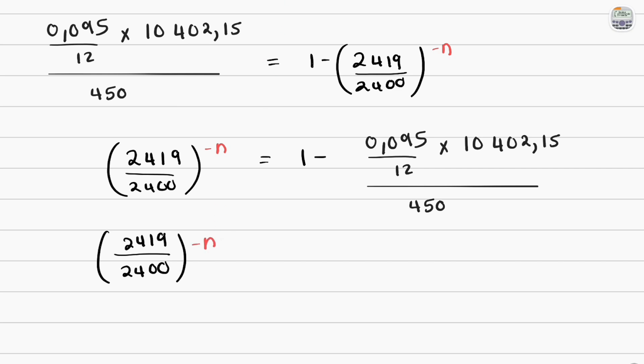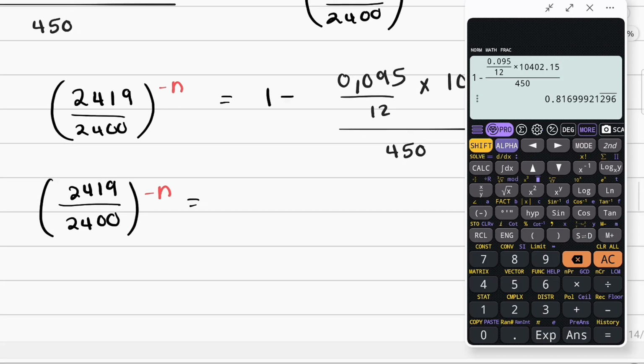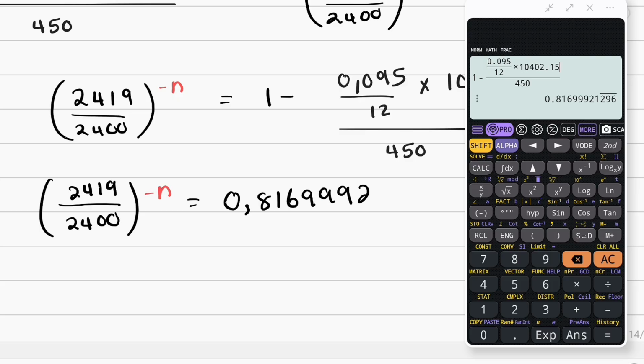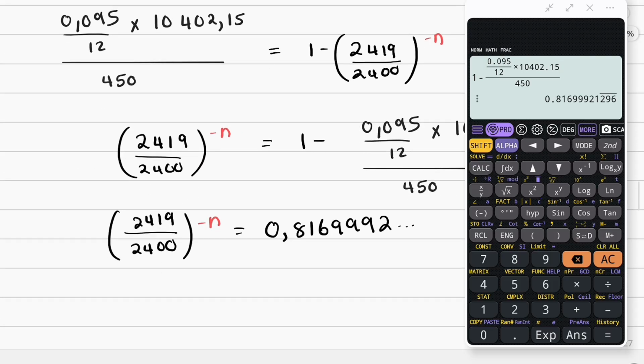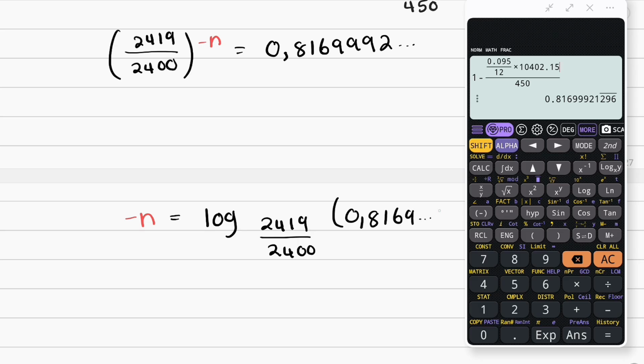So this is to the power of negative n is equal to, and let's put this on the calculator. So this is equal to, as a decimal, 0.81699992, and I'm not rounding off yet. And now we can finally solve for this negative n. So we'll say negative n is equal to, okay, and we're going to have to use log here when we make the exponent the subject. So we'll say log, and our base is 2419 over 2,400, and the answer, that was equal to 0.8169, and then that kept going.